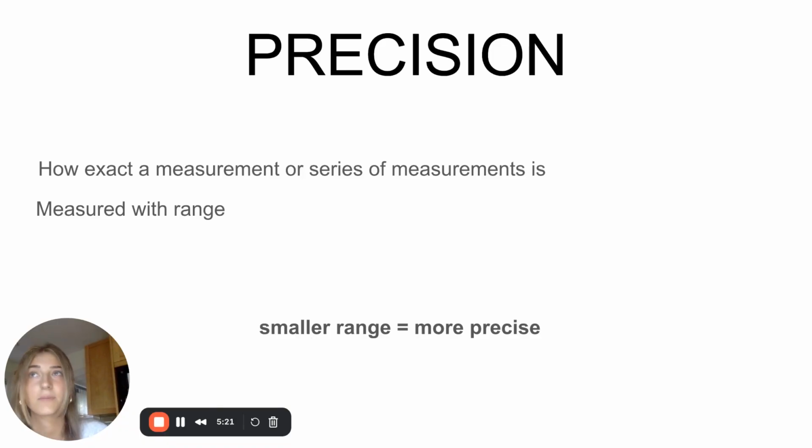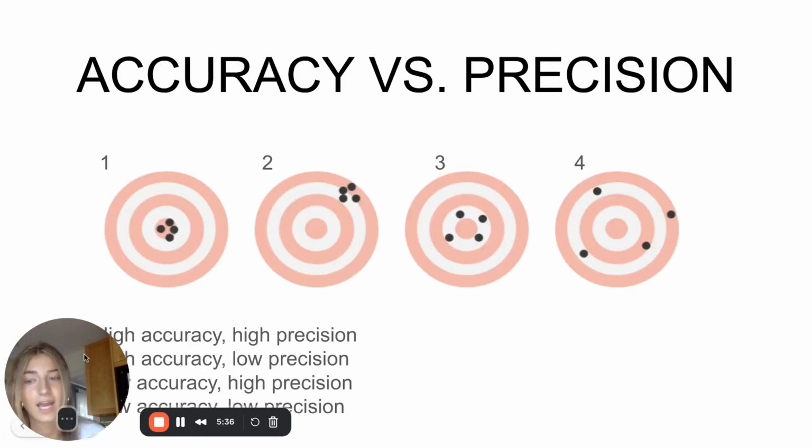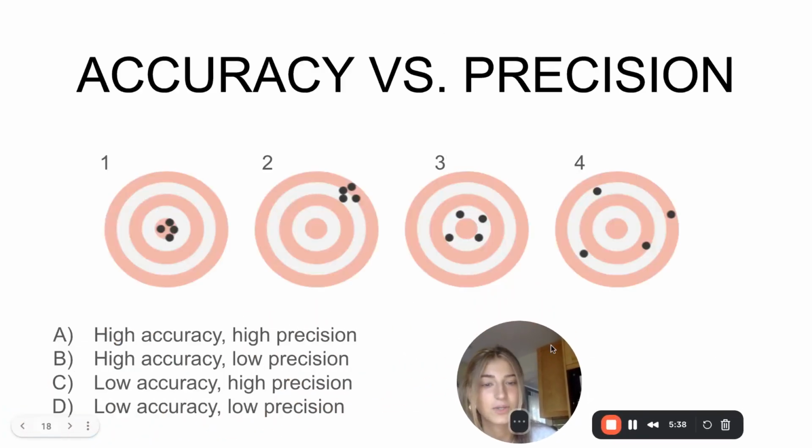So, for example, if the range was from 8 to 10 versus 2 to 20, the 8 to 10 is a smaller range, so that series of measurements would be more precise. Okay, and if you're like me, you like more visual models.